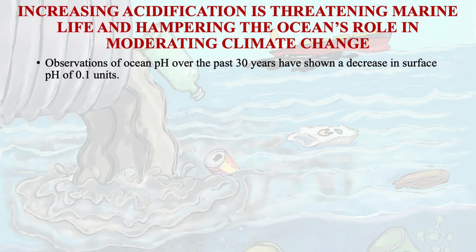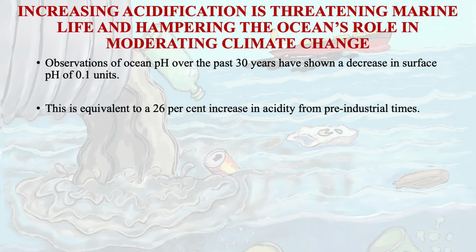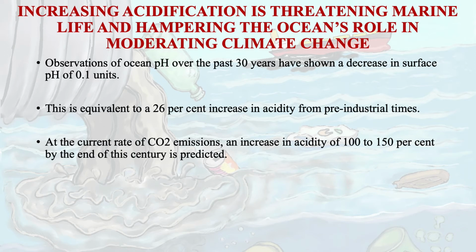Observation of ocean pH over the first 30 years has shown a decrease in surface pH of 0.1 units. This is equivalent to a 26% increase in acidity from pre-industrial times, which is quite alarming. At the current rate of carbon dioxide emission, an increase in acidity of 100 to 150% by the end of this century is predicted, meaning by 2100.